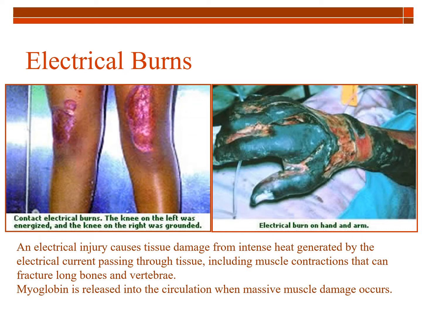A large number of serious electrical injuries involve current passing from the hands to the feet. Such a path involves both the heart and lungs. This type of electrical shock is often fatal.